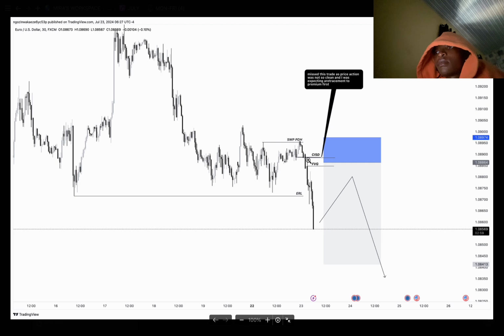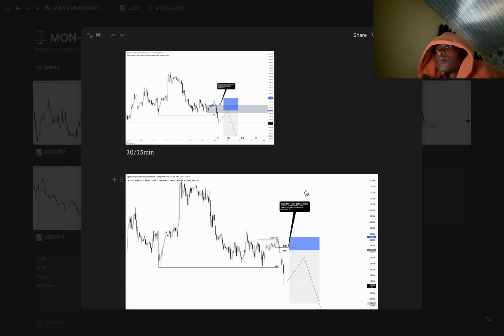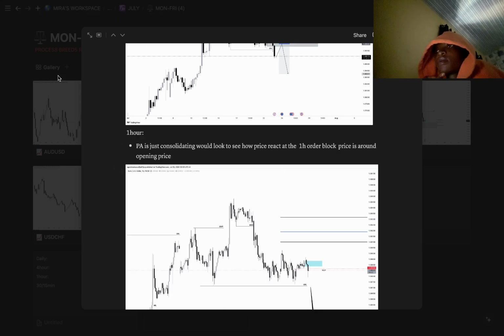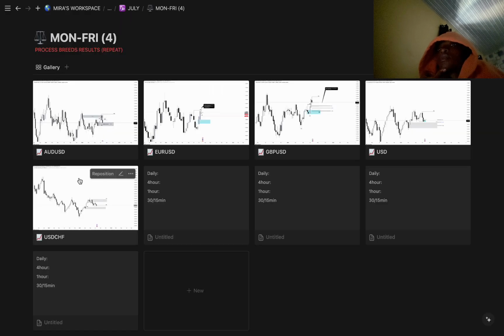That's this 1 hour order block. As you can see, that's where price retraced back to and then rallied down. So as you can see, I missed the trade as price action was not so clean and I was expecting a retracement to premium first. So that's how I missed that particular trade.